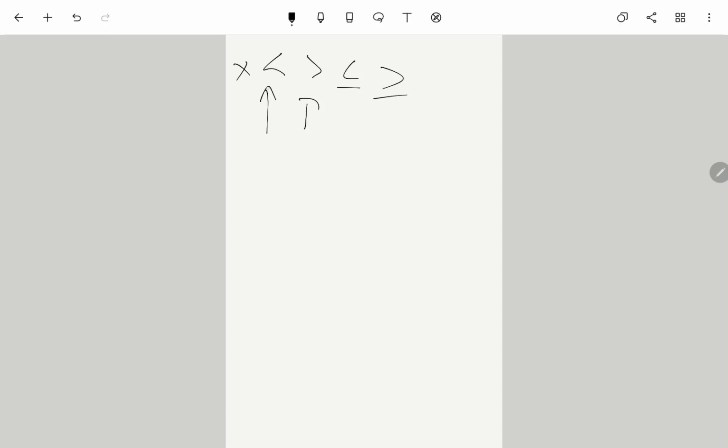So it's x less than a number. That one is x greater than a number. That one is less than or equal to a number, and that one is x greater than or equal to a number. Okay. Examples.